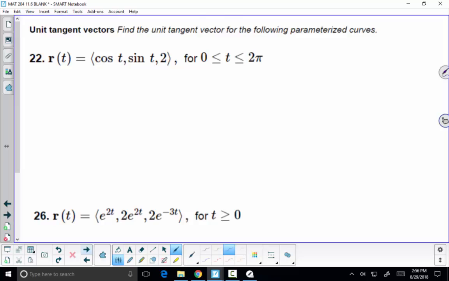So you find the length of this. So you square, add, take the square root. So you can have a variable length. Yeah, you can have a variable length.